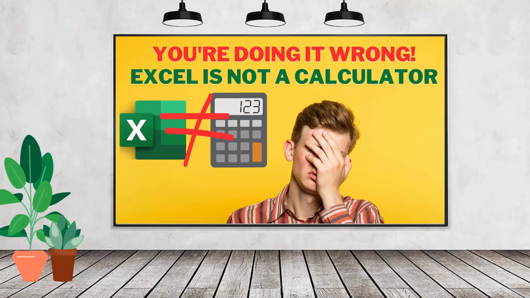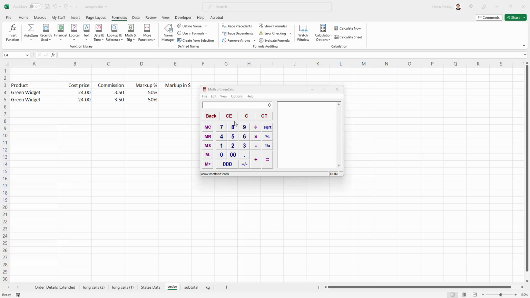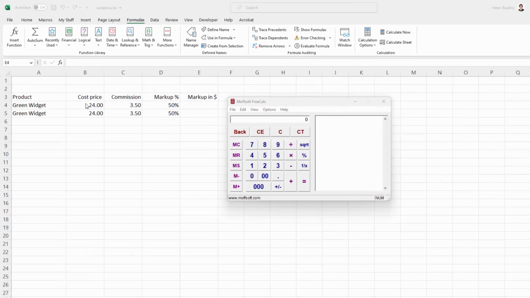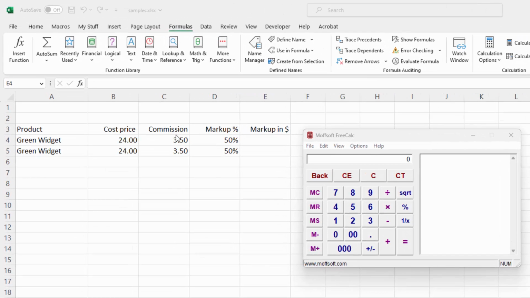Today we're looking at what you're doing wrong, because Excel is not a calculator. Let's have a look at this problem here. I have a cost price and a commission, and the markup is calculated on the total of cost price and commission. Now if we're doing this on a calculator, this is how we would do it.